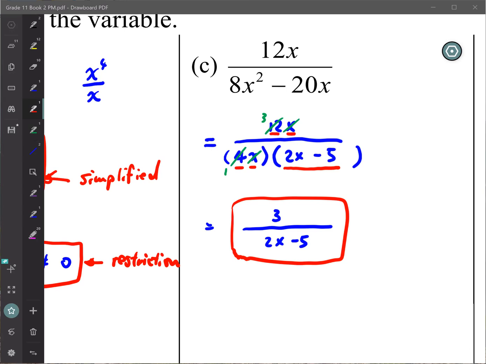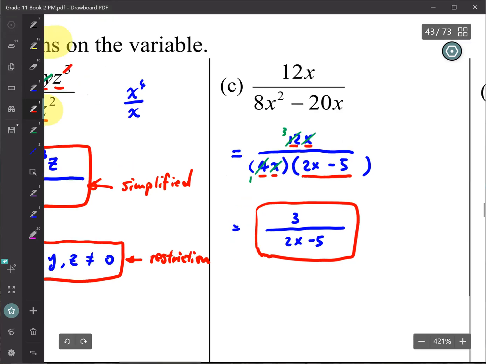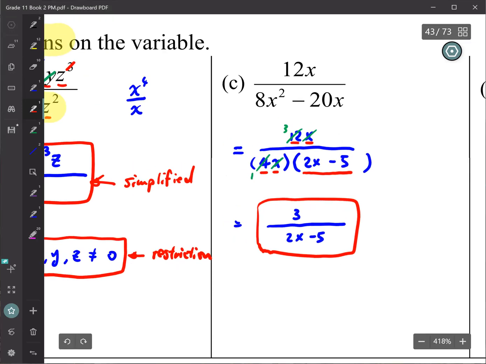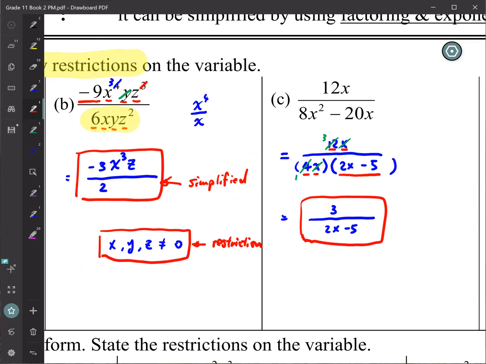Now we need to get restrictions, right? Where do you think we should look when we find restrictions? Jenny, what do you think? Where do we find restrictions? In the denominator. Yeah, but we have 3 parts, number 1, number 2, number 3. All 3 parts have a denominator. Which part should we look at? The third part?